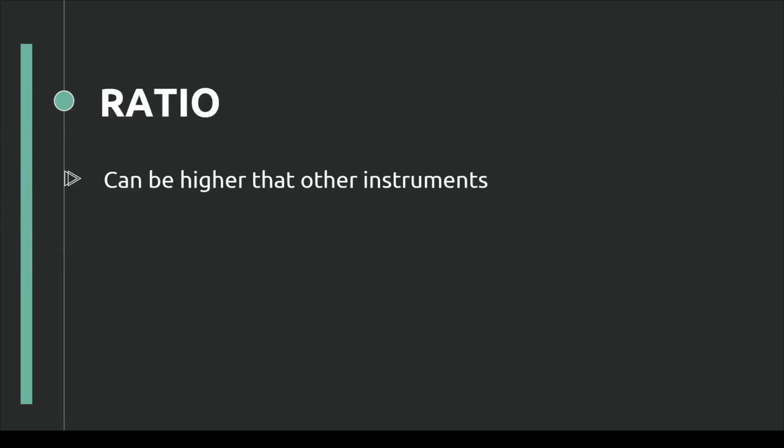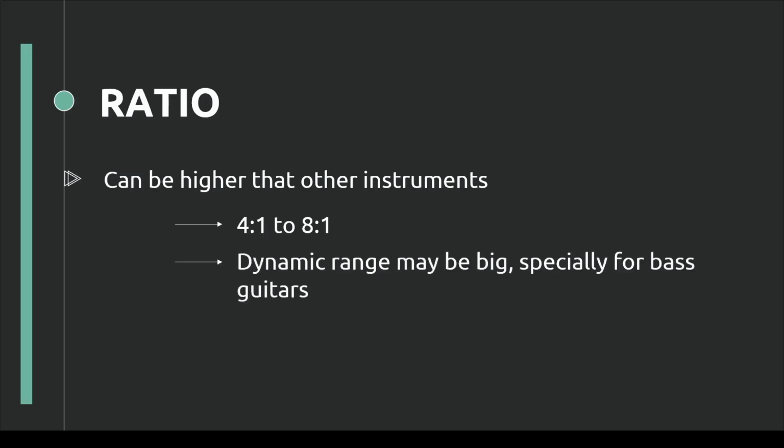Ratios can in some cases be higher than for other instruments, from 4:1 to 8:1, because the dynamic may be big, especially for live recorded bass guitars. But for bass synth, we can apply a lower ratio.